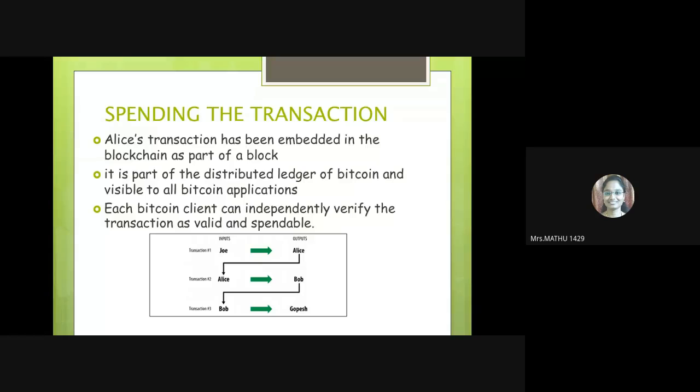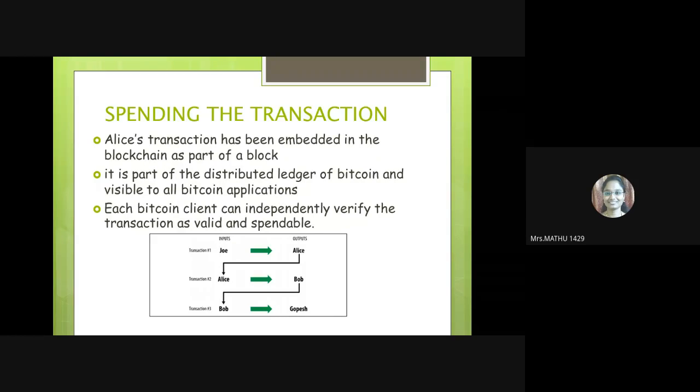The transaction is validated, confirmed and added to the Bitcoin blockchain. So now the amount that was sent by Alice has gone into the account of Bob, and Bob is able to spend it. Bob will be creating another transaction to Gopesh.